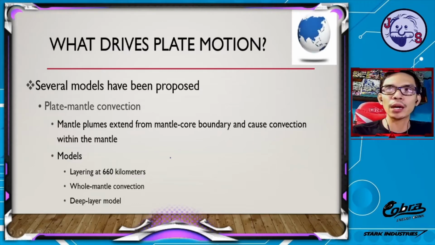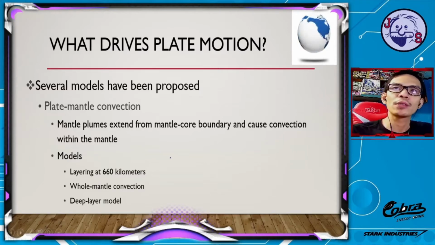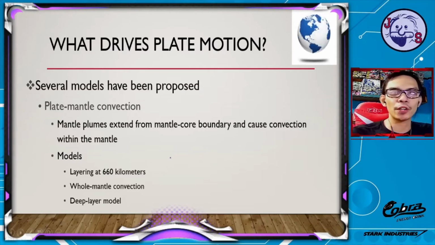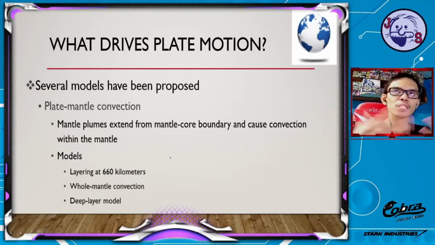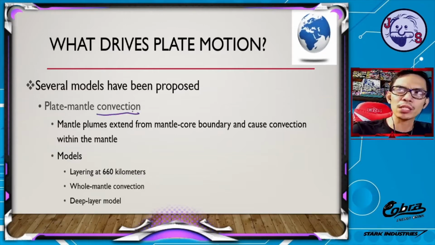These are some ideas given by some geologists about the behavior of materials inside the earth. So what is this plate mantle convection, and what is this convection all about?